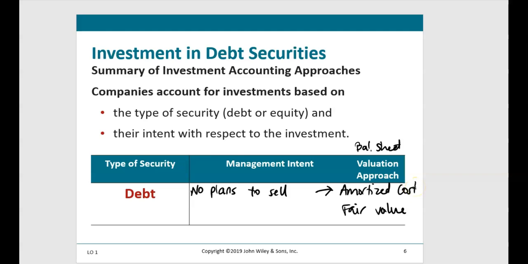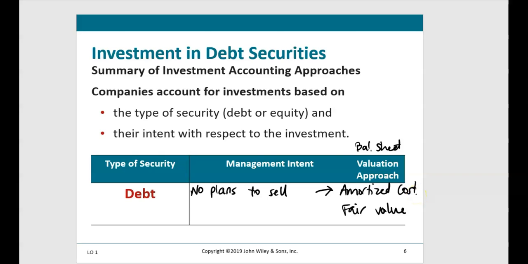And amortized cost is very similar to the net carrying value. The net carrying value is, remember, the bonds payable plus any premium or minus any discount. And we call it the net carrying value when it's from the issuer or the borrower's perspective. And we call the valuation approach amortized cost, or the cost basis amortized cost, when it's from the buyer, the investor, or the bondholder's perspective.